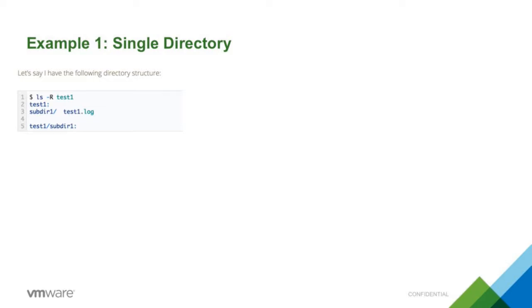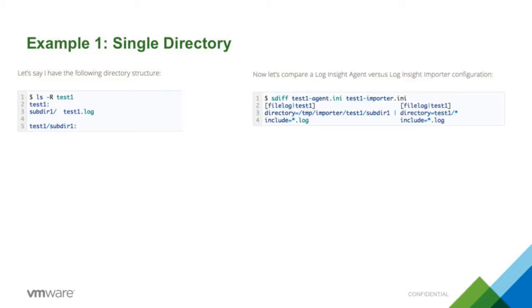Example number one, let's assume that I have a single directory. So you'll see here I have this test1 directory, and in it contains a subdirectory with test1.log. So what I want to show you is what is the delta between what an agent configuration file looks like and an importer manifest file looks like. The only delta is the directory line. With the agent, it's an absolute path. I know exactly where it is in the file system.